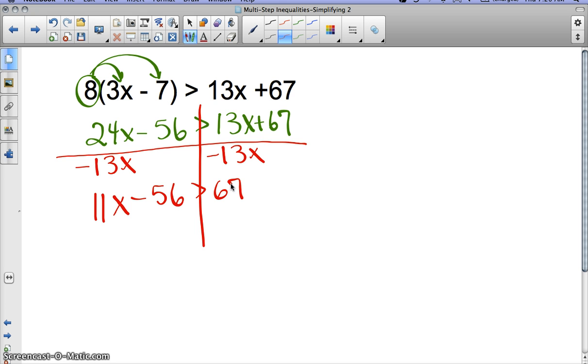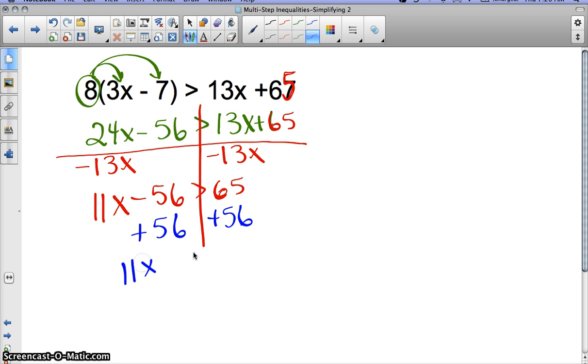Actually, you know what? I'm going to go ahead and change this problem just a little bit. We're going to make that a 5, just for the sake of having numbers come out nice and even. Alright. So, continuing on, add 56 to both sides. And we end up with 11x is greater than 121. Divide both sides by 11. And x is greater than 11.